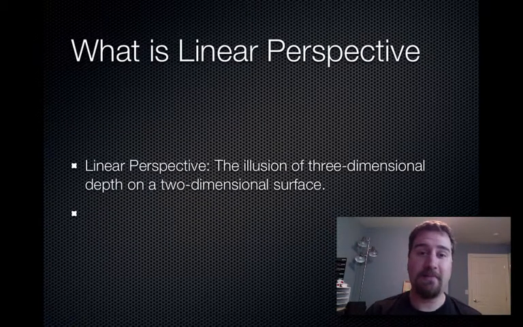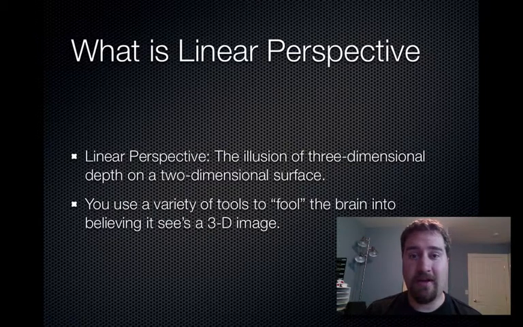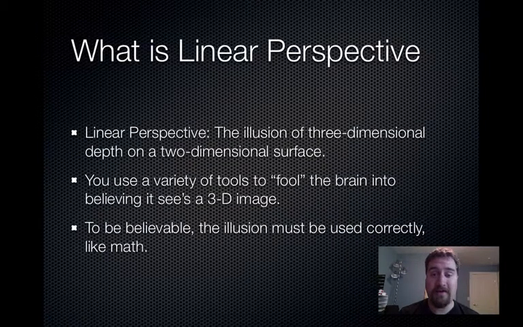So what is linear perspective? Linear perspective is the illusion of three-dimensional depth on a two-dimensional surface. Your paper is two-dimensional. All it has is height and width. But in 3D, you've got height, width, and depth. So how do you capture that on a flat surface? Well, what you do is you use a variety of tools to fool the mind into thinking that it sees a three-dimensional form. For it to even work, it has to be done correctly. That's why it's compared closely to math.